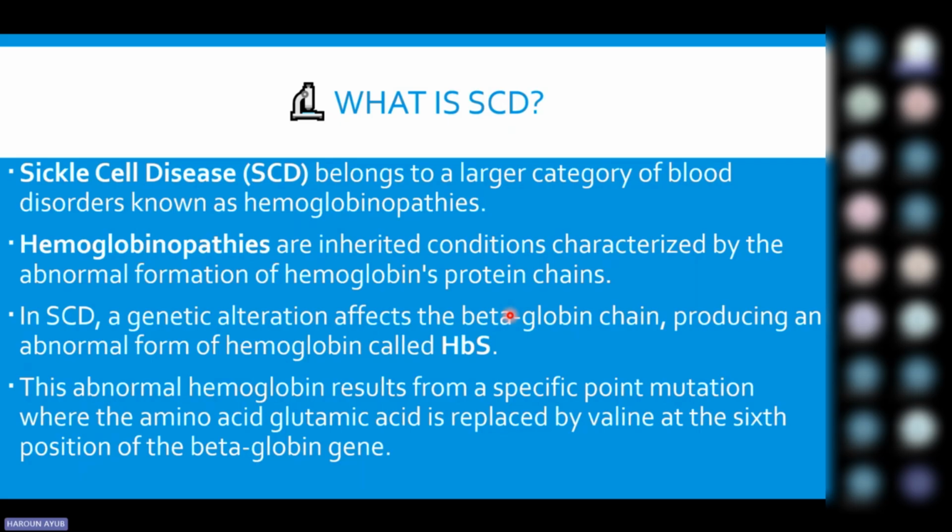hemoglobin, which we'll be calling HbS. The abnormal hemoglobin results from a specific point mutation where the amino acid glutamic acid is replaced by valine at the 6th position of the beta globin chain. This will form the point of the diagnosis, and when doing genetic testing, this is usually what the geneticist or the lab technician will be focusing on when doing PCR or molecular diagnostics for SCD.